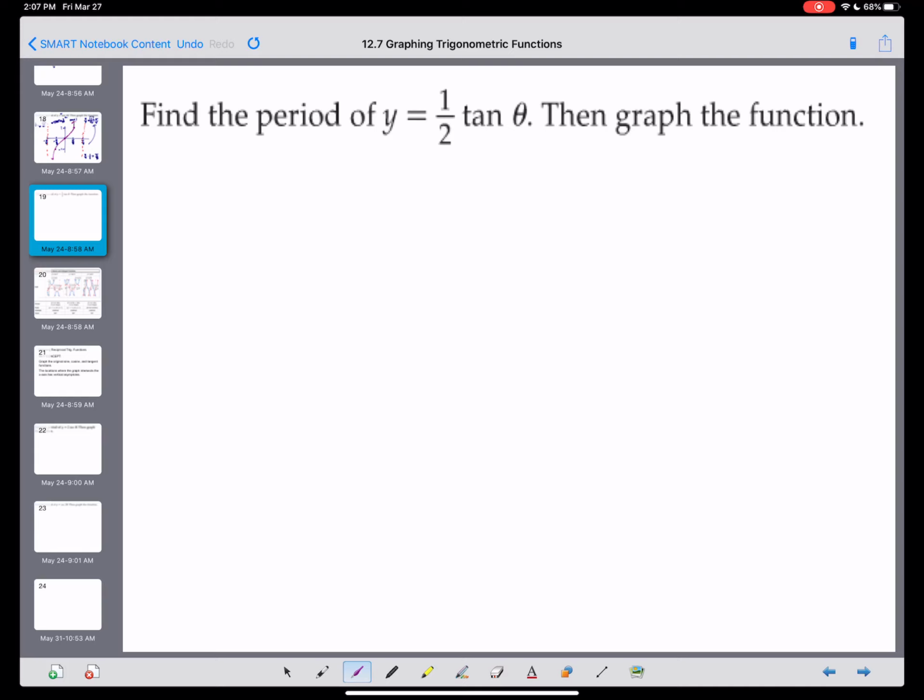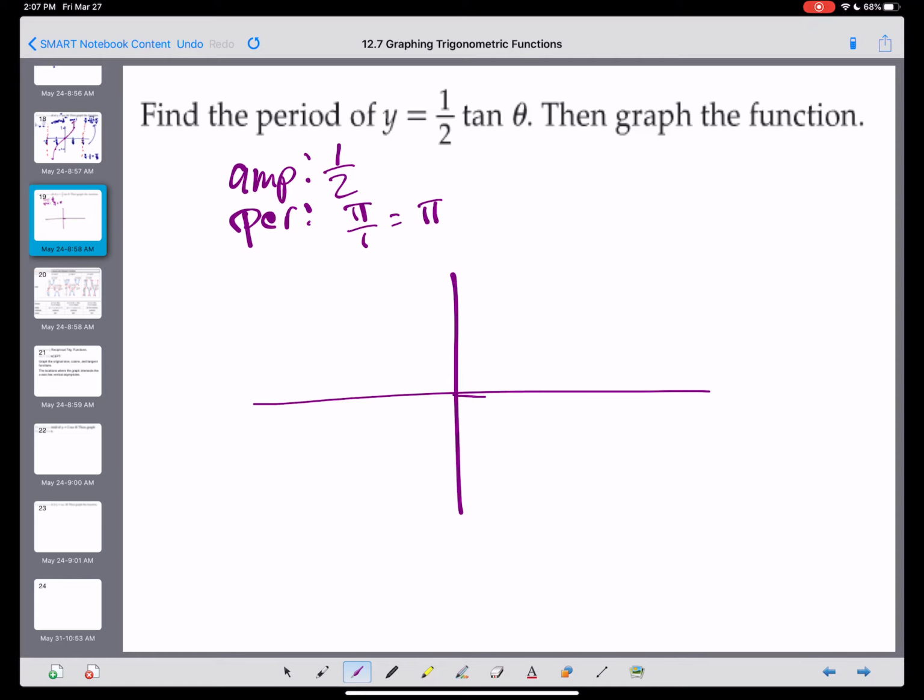Okay. I want to find the period, so go ahead and pause it and try it on your own. And then when you unpause, I'll have it worked out for you. Okay, so your amplitude here is 1/2. Your period, notice that there's a 1 in front, so it's just pi over 1, which is just pi. So I'm just graphing. Put 1/2 up top, negative 1/2 on the bottom.